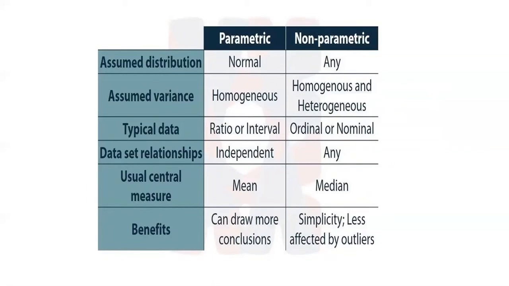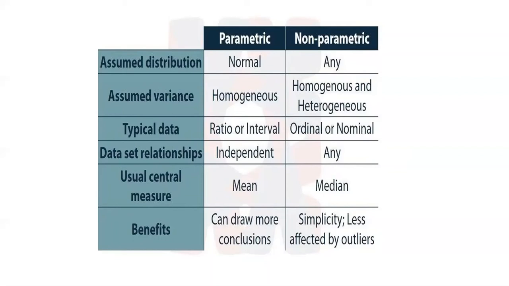Now we have parametric and non-parametric tests. A parametric test mainly assumes a normal distribution, while in a non-parametric test any type of distribution, either continuous or discrete, can be assumed. The variance is homogeneous in a parametric test, while in a non-parametric test the variance can be either homogeneous or heterogeneous. Ratio or interval data is used in a parametric test, and ordinal or nominal data in a non-parametric test.